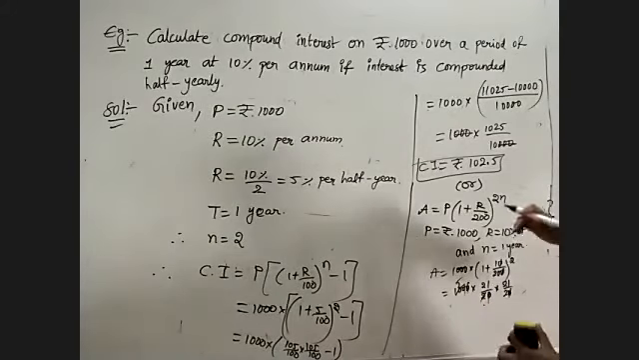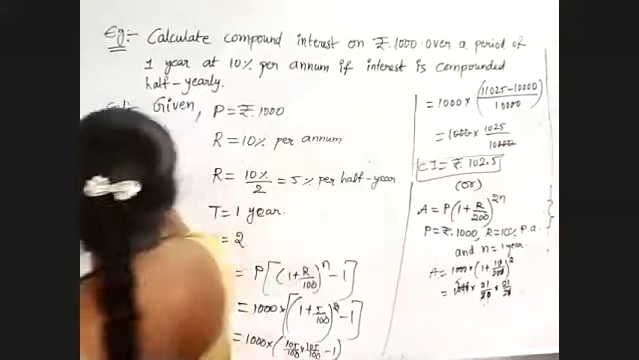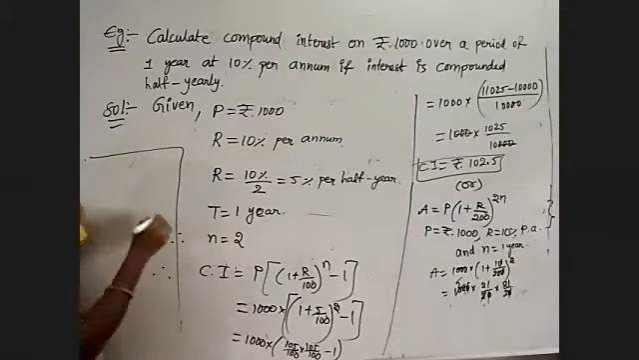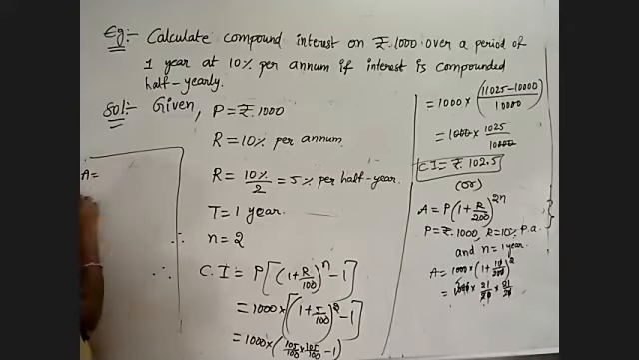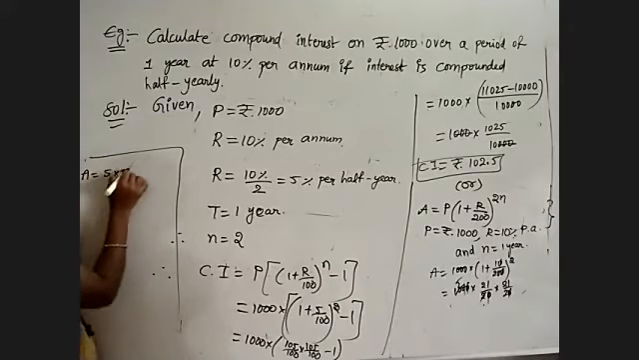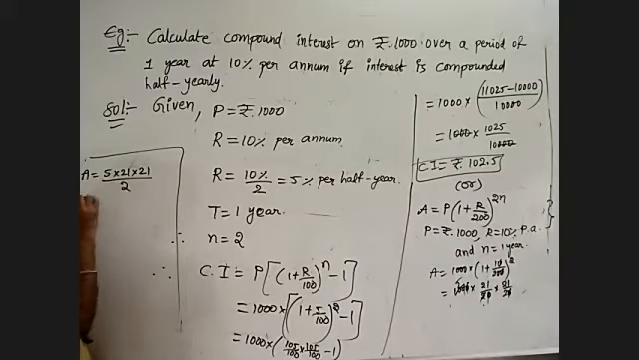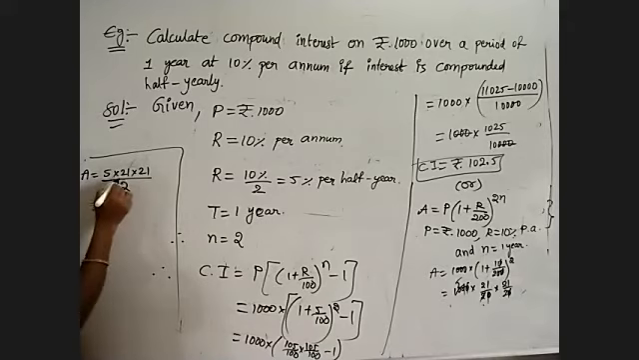Okay, observe that. Here I am doing calculations. A will be equal to 5 into 21 by 2. Okay, this is amount. Now 5 into 21 we will get 441 by 2.